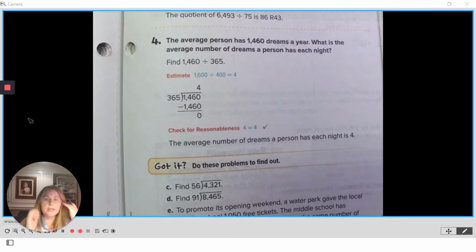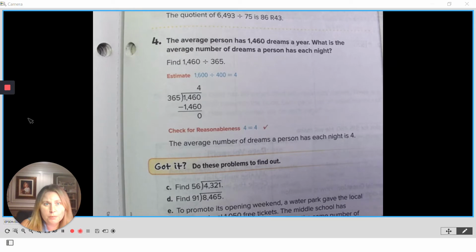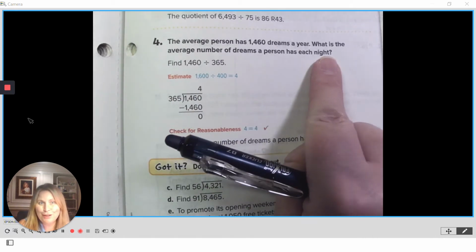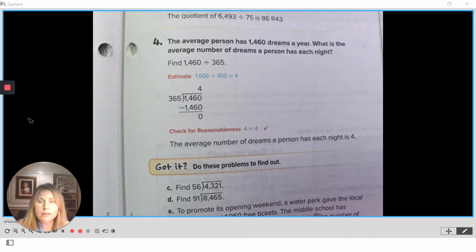The average person has 1,460 dreams per year. What is the average number of dreams a person has each night? So if you have 1,460 dreams per year and you want to know how many you have per night, there are 365 days in a year. Okay, so 365 nights in a year. So 1,460 divided by 365.